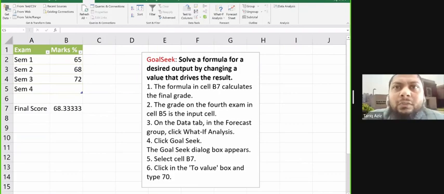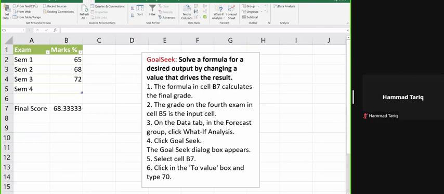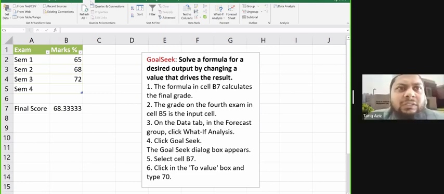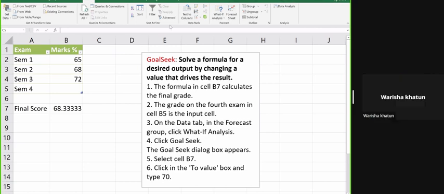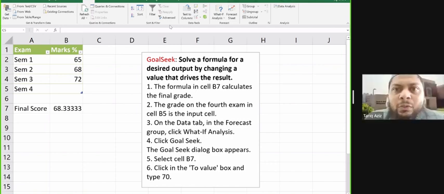The option of what if analysis comes under the data tab. There are various tabs, as you know: home tab, insert tab, page layout, formulas, and one of them is the data tab. Under this data tab, you will find the option of what if analysis.